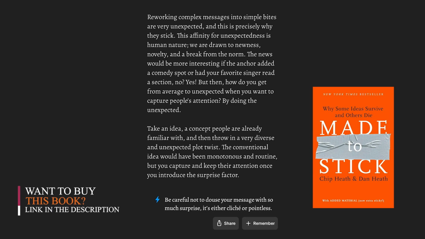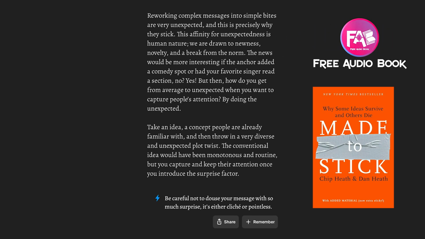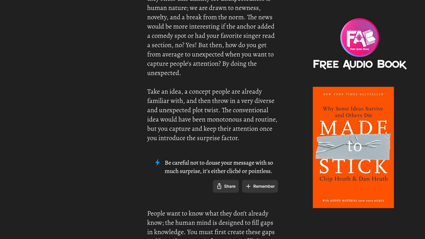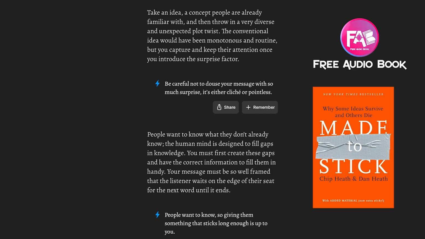By doing the unexpected. Take an idea, a concept people are already familiar with, and then throw in a very diverse and unexpected plot twist. The conventional idea would have been monotonous and routine, but you capture and keep their attention once you introduce the surprise factor. Be careful not to douse your message with so much surprise. It's either cliché or pointless.